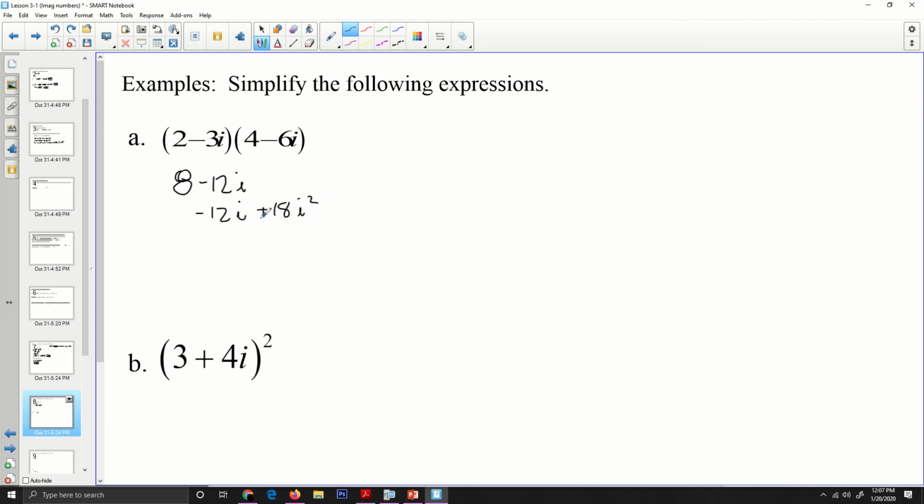All right. So this will become 8 minus 24i plus 18 times negative 1, because remember, i squared is negative 1. So I end up with 8 minus, because of the negative 1, 18. That'll give me negative 10 minus 24i as my final answer.